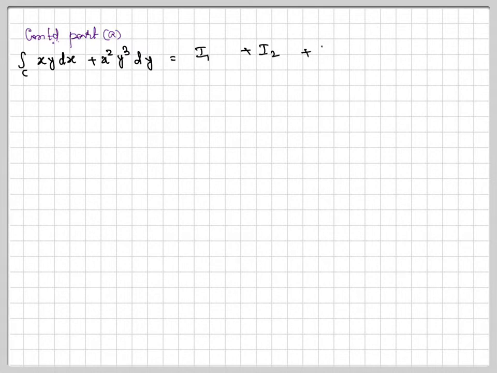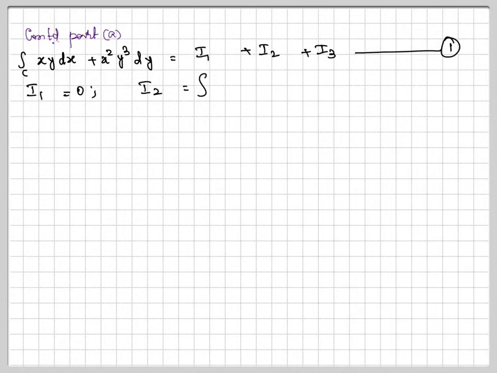So we have to evaluate these three integrals: the integral over C of xy dx plus x squared y cubed dy. The first integral, I1, is going to be 0. I1 plus I2 plus I3, we are going to be evaluating each and every one of them.